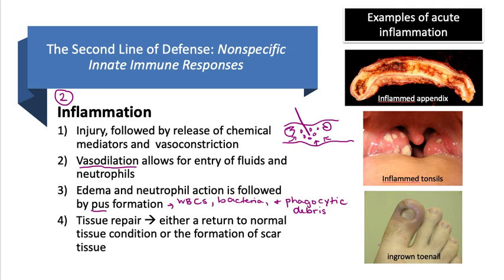Once the neutrophils have done their job, the tissue can then be repaired. Tissues can return to their normal condition, but oftentimes scar tissue will build up. So tissue repair will involve the formation of scar tissue, and this can do a lot of damage. So chronic inflammation can form a lot of scar tissue, and this is why chronic inflammation can be damaging.